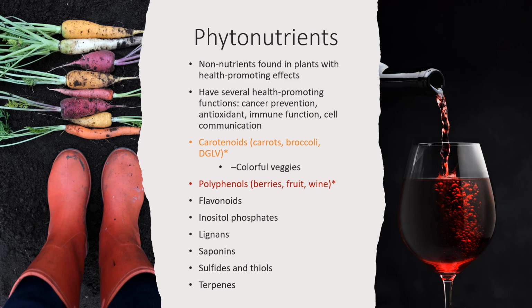We also have polyphenols, which are found in our berries, fruit, and wine. And we're going to talk a little bit more about polyphenols near the end of the semester when we get into our sport supplementation group. And we also have phytonutrients such as flavonoids and ligands and terpenes and all of these other ones that are listed there on the slide.